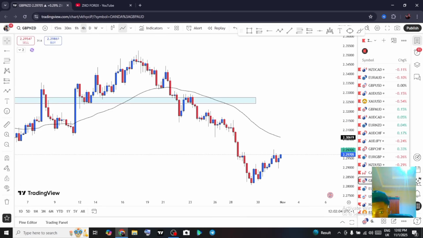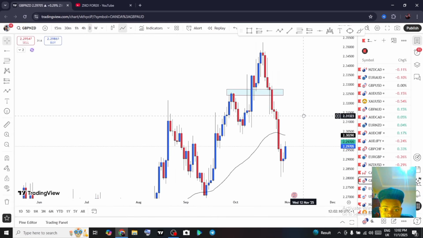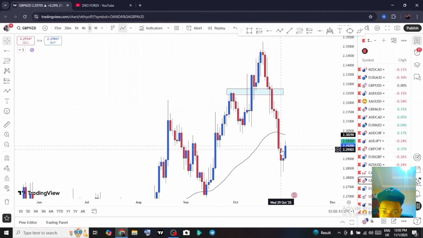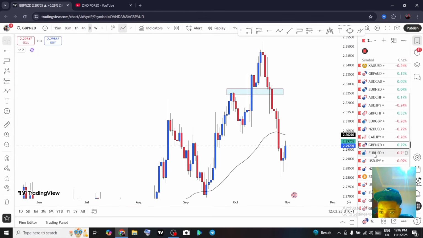Next pair, GBP NZD. Let's see how the daily looks. Still feels like you need a much deeper retracement to sell to at least this structure point. I'm not interested in this market actually. Right, there's a lot of things.